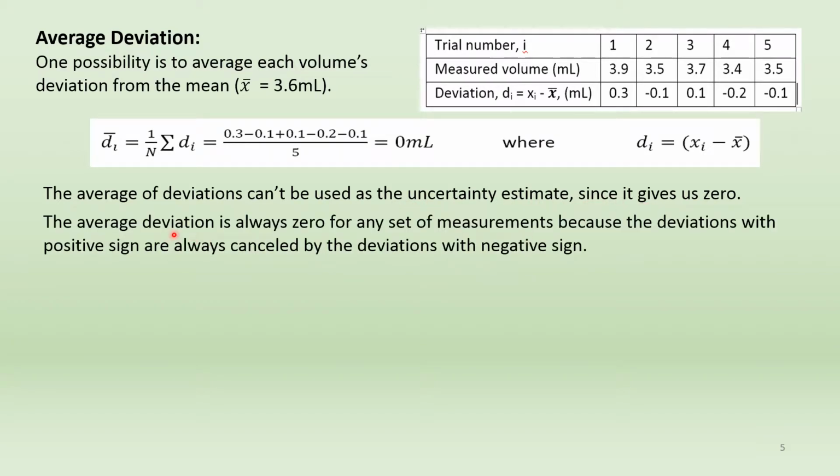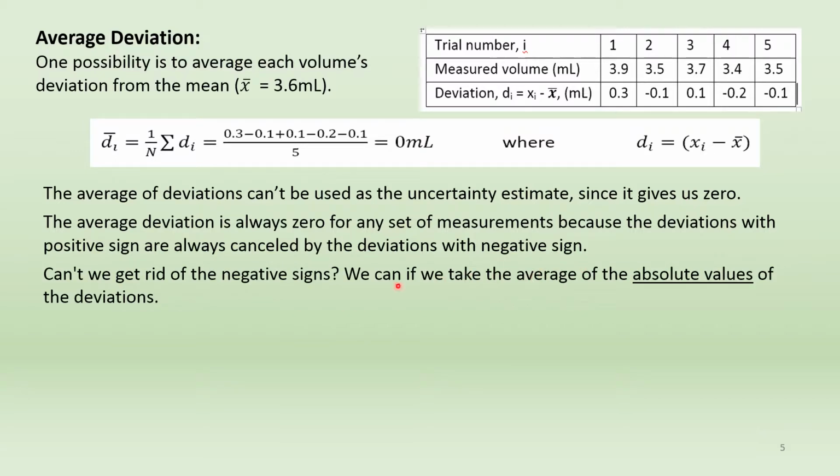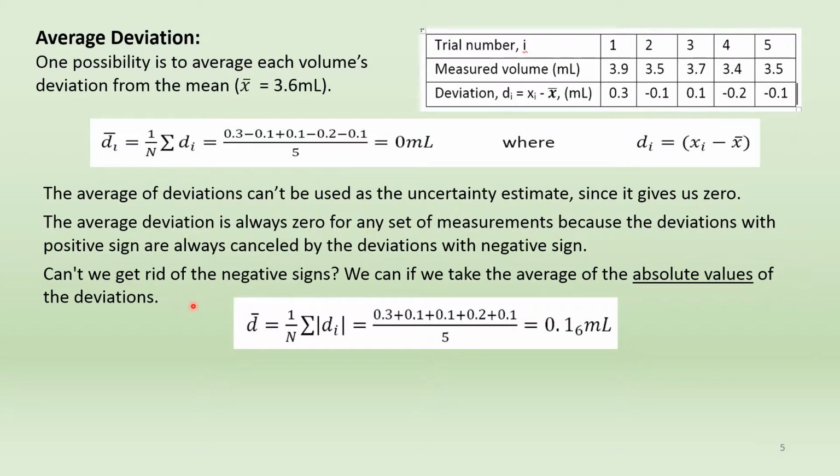And in fact, the average deviation will always be 0 for any set of measurements because the deviations with the positive sign are always canceled by the deviations with the negative sign. Well, then you ask, can't we get rid of the negative signs? Well, we can if we take the average of the absolute value of the deviations. So here, instead of putting the deviation, we're going to put the absolute value of the deviation.